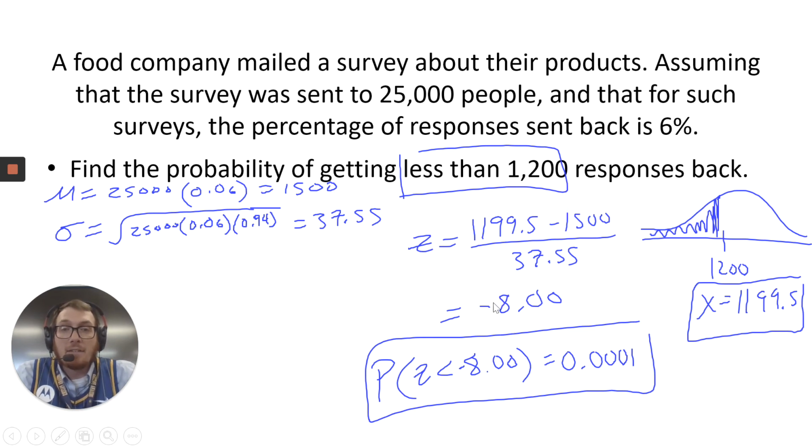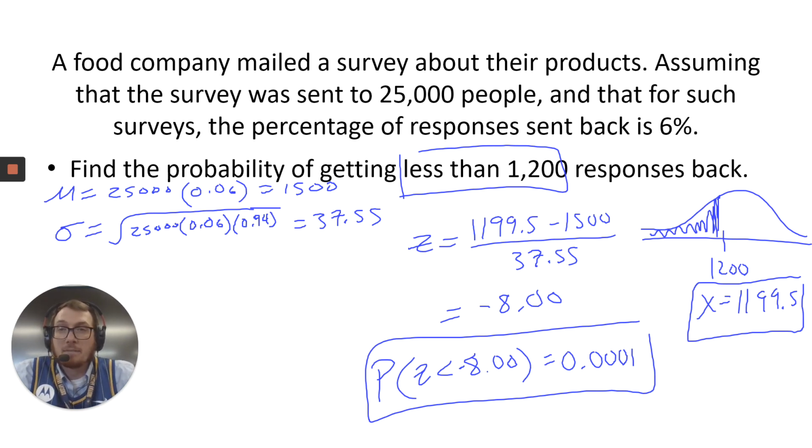Once I have that -8, I want a probability that's less than that because my question was a less than question. So I look for the z-score of -8. Less than would be 0.0001. It's very unlikely I'll get less than that response back because my average was 1,500 and my standard deviation is only 37. So it's highly likely I'll get more than that back.